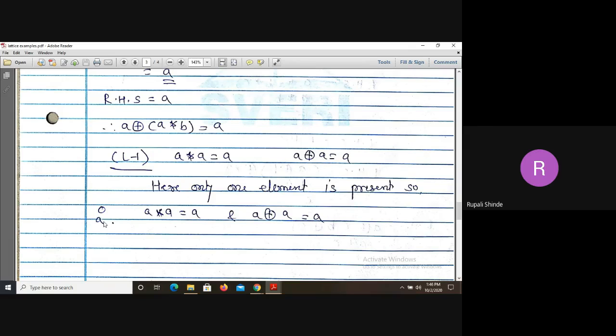So if you take meet operation or join operation for this element A, you will get answer as A only, because there is no other element. A is the only element.